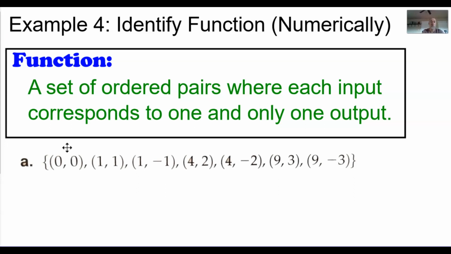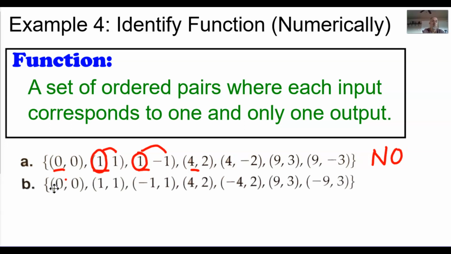So here is a relation. The relation is just a list of ordered pairs. 0, 0, 1, 1, 1, negative 1, 4, 2, and so on. The question is, is this relation a function, true or false? Yes or no? So to determine whether a relation is a function or not, the easiest way is to look at the x values. And if there's a repeated x value, like there is right here, the x is repeated. If it has a different output or y value, which these do, then it is not a function.